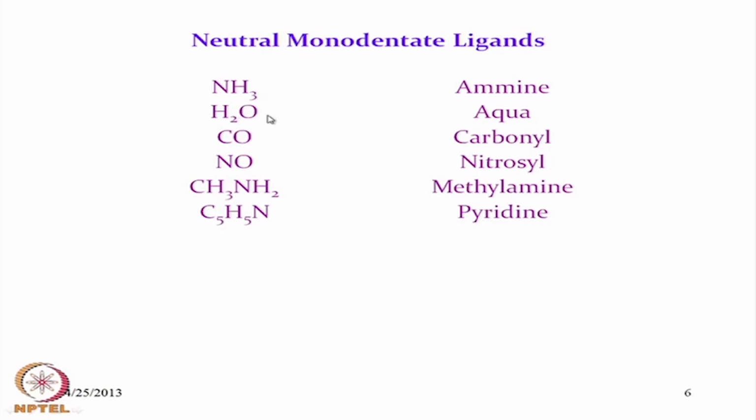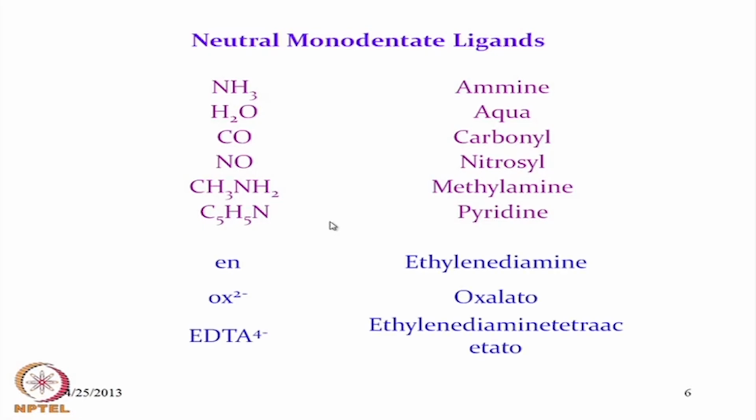salts, depending upon the number of hydration, we see that the water molecules are bound to the metal center. So, the aqua ligands were initially present, then addition of ammonia gives the corresponding substitution of aqua ligands by amines. Then carbon monoxide can bind to the metal center giving the corresponding carbonyl ligands. Then nitric oxide also, and related to amine we can have methylamine and pyridine. So, these are some of the neutral monodentate ligands.